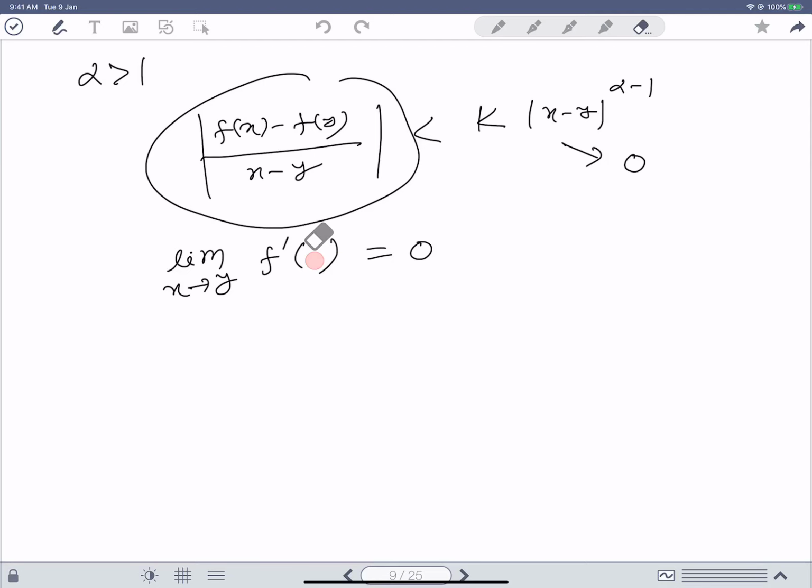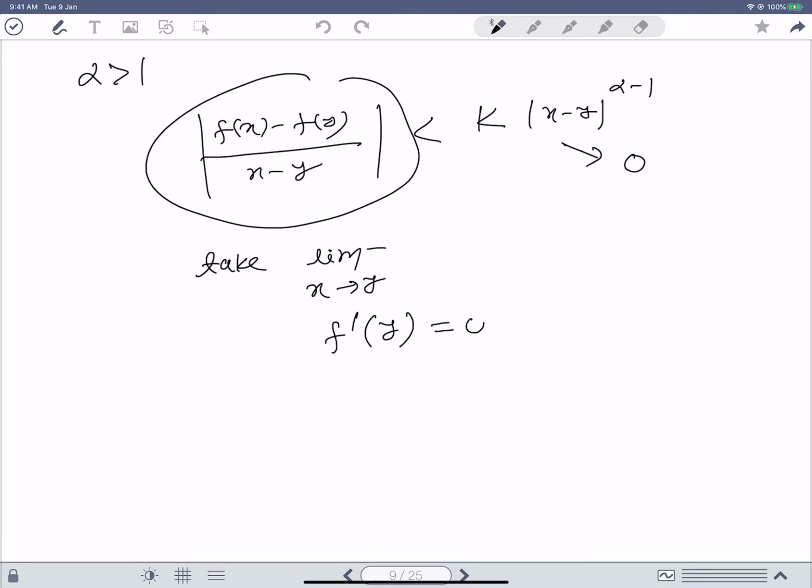Taking the limit as x tends to y, we get f dash y equal to 0 for all y, right. So, in other words, you can say that your function f is a constant function, because its derivative is just equal to 0.